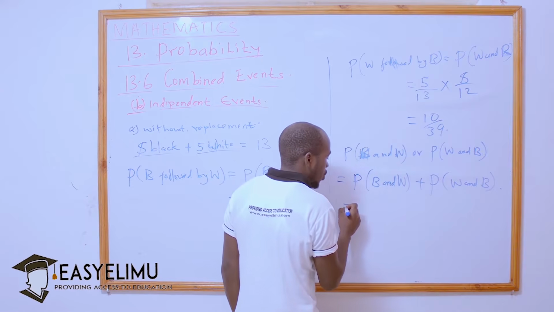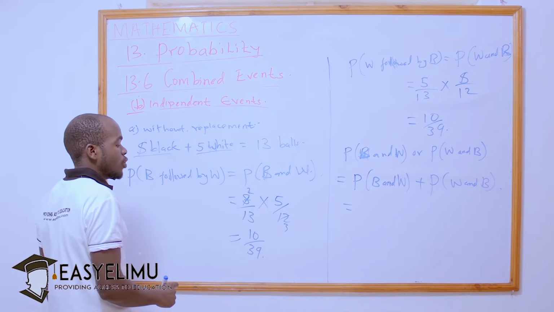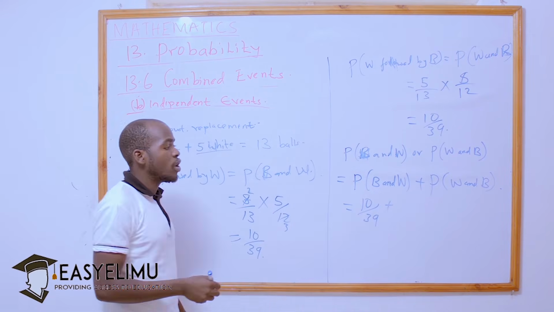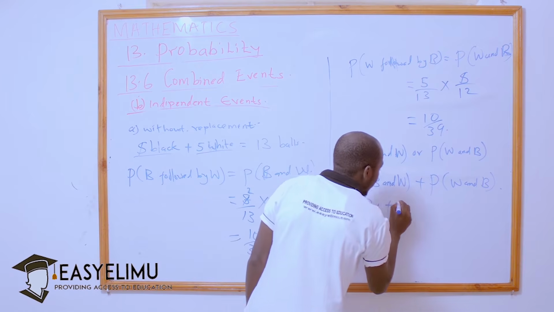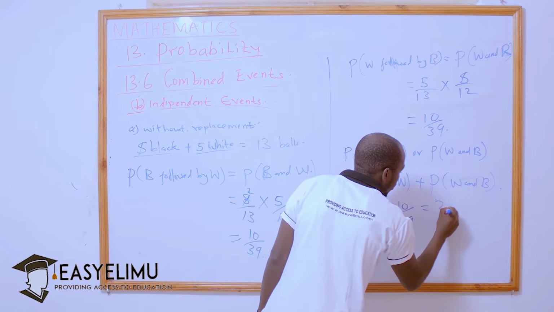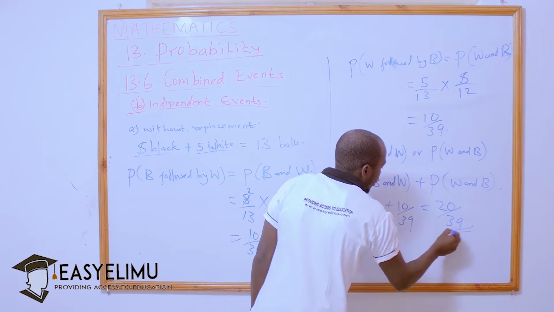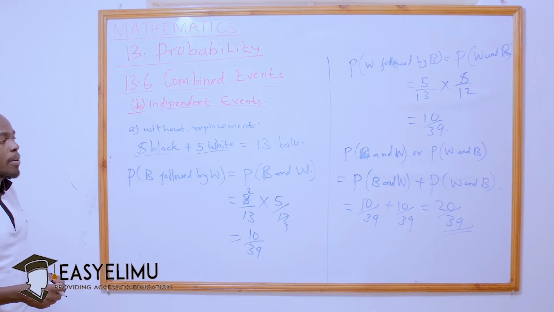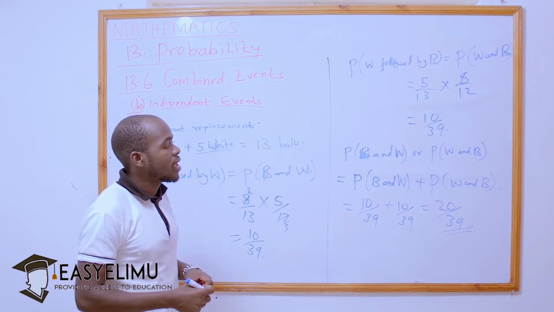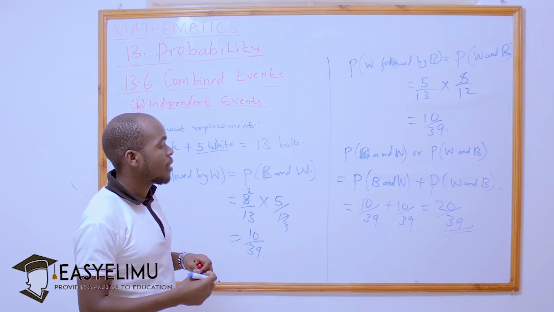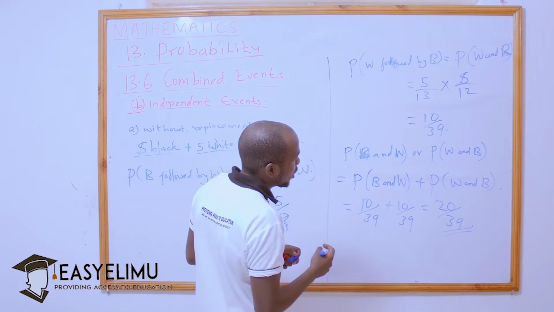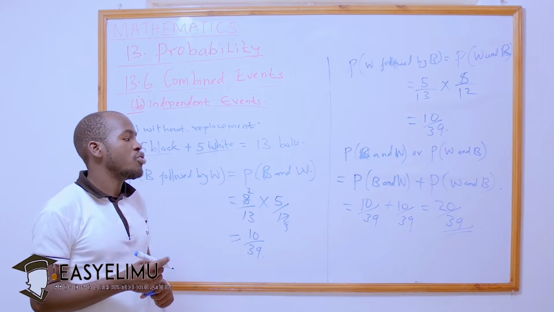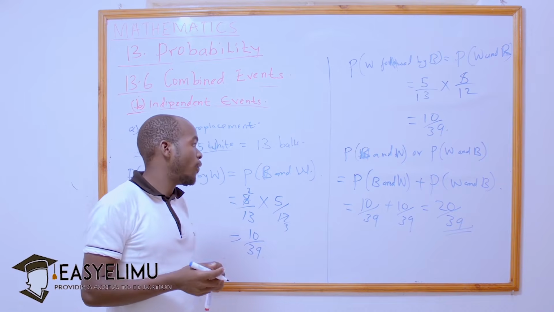If that is the case, the probability of black and white we got is 10 over 39, so we shall have 10 over 39. We add to that white and black, which will give us 10 over 39 again, and this is going to give us 20 over 39. So that is the probability of picking either a black ball followed by white, or, actually, this one should be a white ball followed by black. In that case, you will find it is 20 over 39.